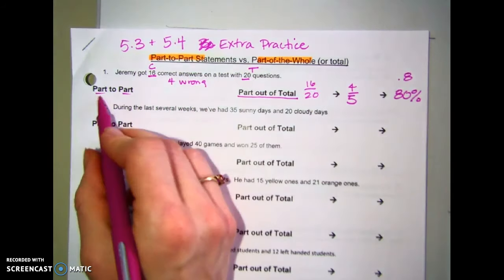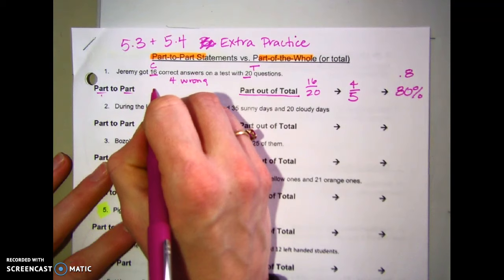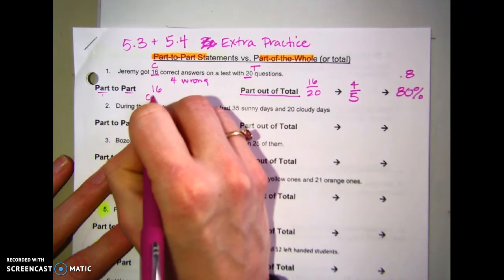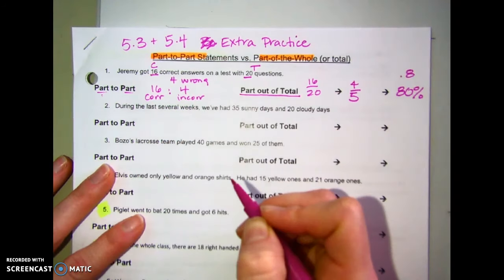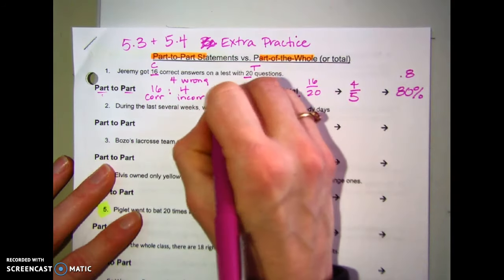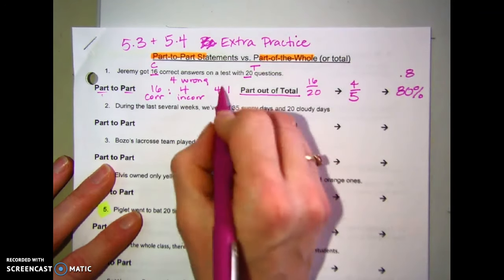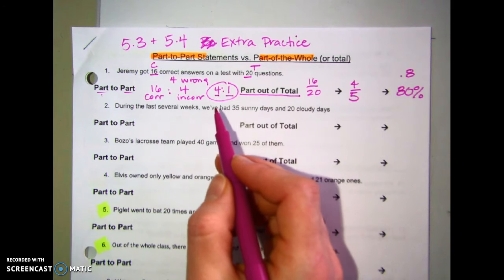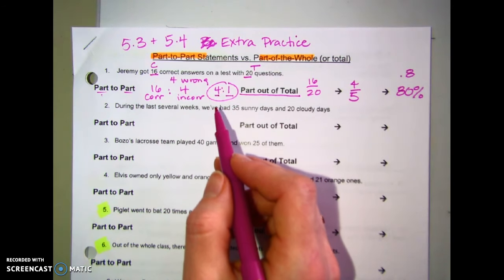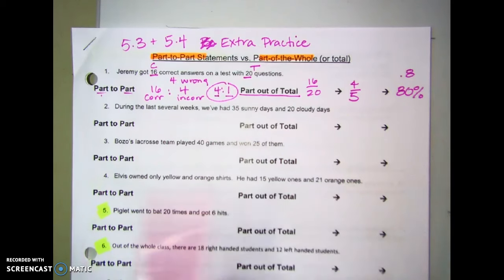So now if they want a part-to-part ratio, I could say the ratio of correct answers to incorrect answers is 16 to 4, or that would simplify down to 4 to 1. So this is a part-to-part comparison, comparing how many he got right to how many he got wrong. So in each of these questions, they're going to ask you for both the part-to-part and a part-to-total ratio or comparison. And then you're going to have to think about all the information they give you and how do I write both of those out. So let's try one more.